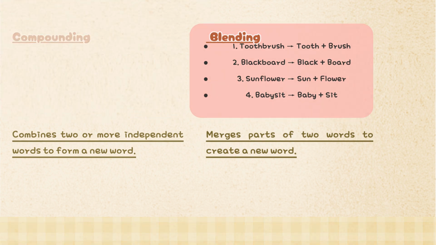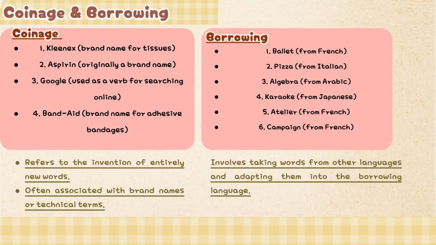And now, let's discuss two more fascinating word formation processes: coinage and borrowing. Coinage refers to the invention of entirely new words, many of which are brand names or terms having to do with technology. Examples include Kleenex, which has become the general term for tissues, and aspirin, which was originally a brand name. Other examples of this include Google, which has become a verb that means to search something online, and Band-Aid, which is the term for adhesive bandages.